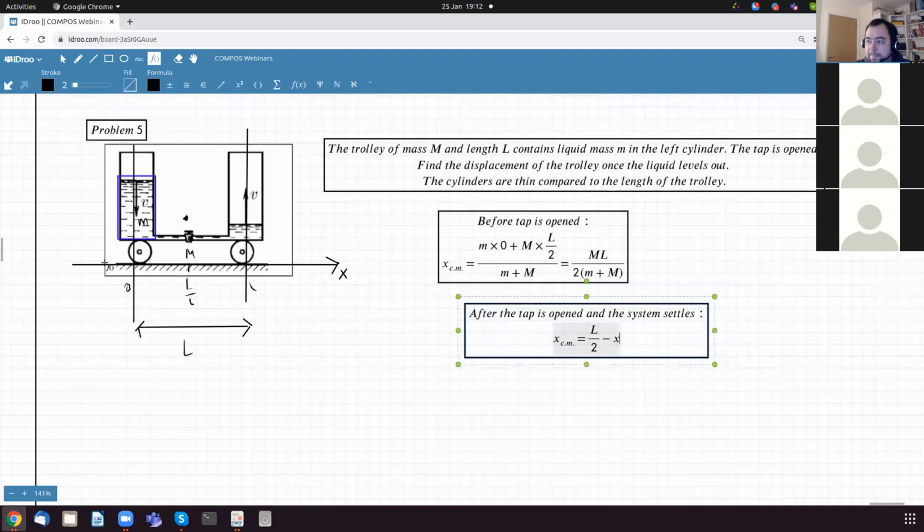Okay. Because the system would be completely symmetrical, it has just shifted to the left. And we know that the old center of mass and the new center of mass have to be the same. So we just solve for x. So x is equal to L/2 minus mL over 2M plus m.